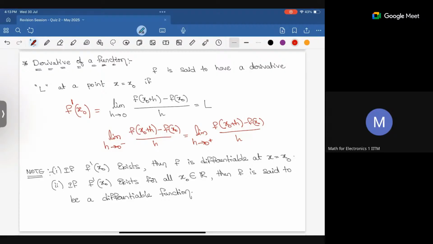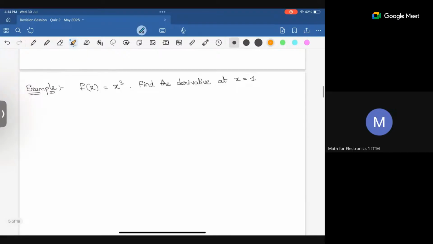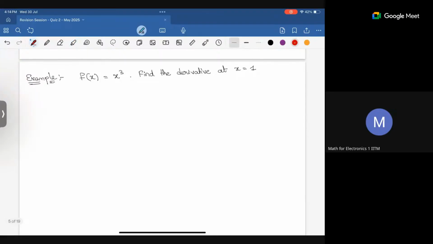And if f prime of x naught exists for all x in the domain of the function, then f is said to be a differentiable function. I hope this is just a recall. We have seen this in week 5. Let's solve this problem real quick.